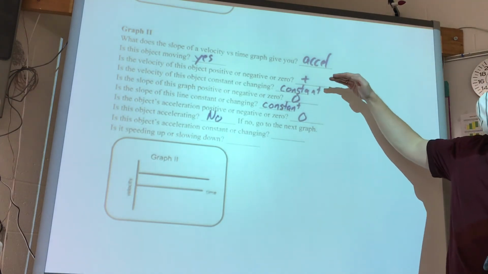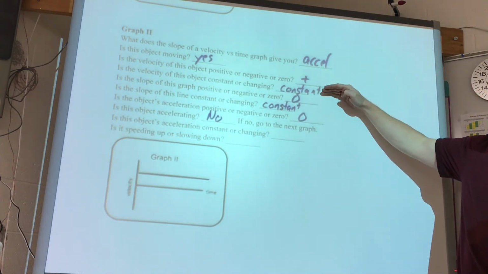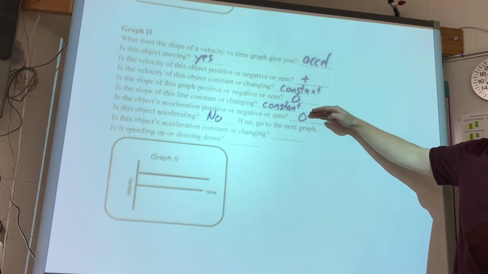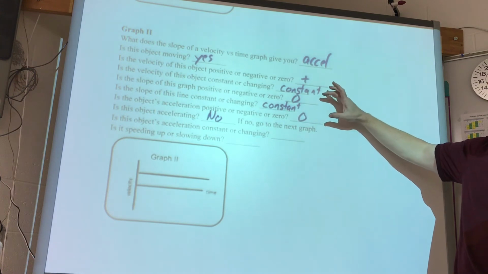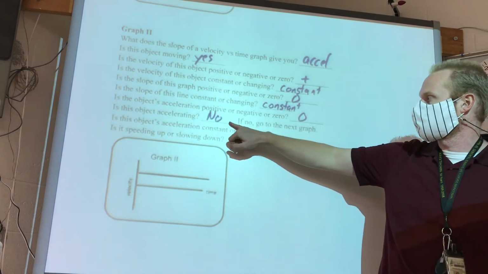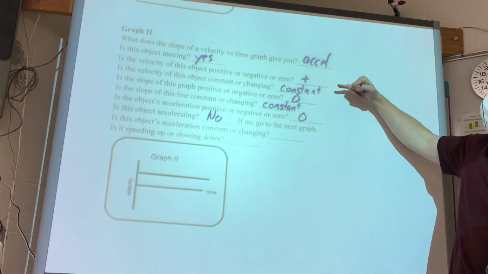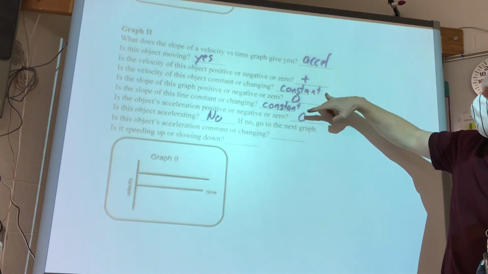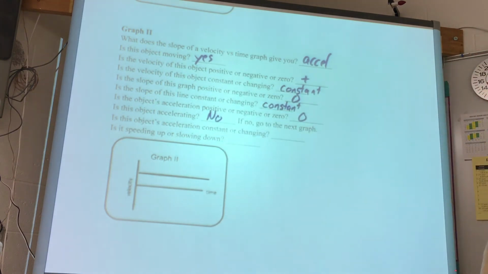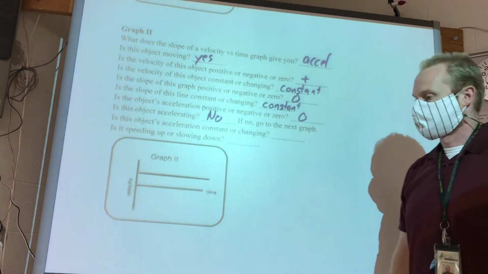I don't remember where I was. Velocity is constant. The slope of this is 0, it's a flat line. The slope of this line is constant. So because the slope is 0, my acceleration is 0. Because my acceleration is 0, it's not accelerating. Or we could say my velocity is constant, therefore my acceleration is 0, and because my velocity is constant, the object is not accelerating. There's a couple different ways you could approach that one.